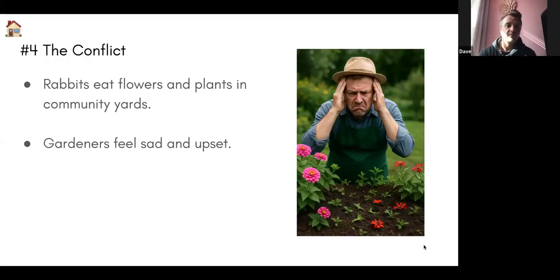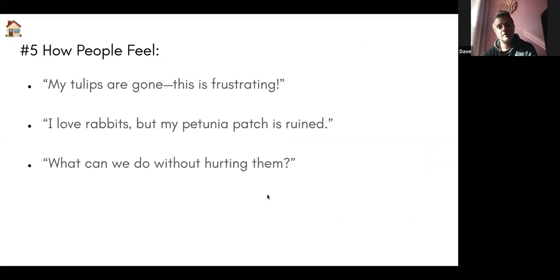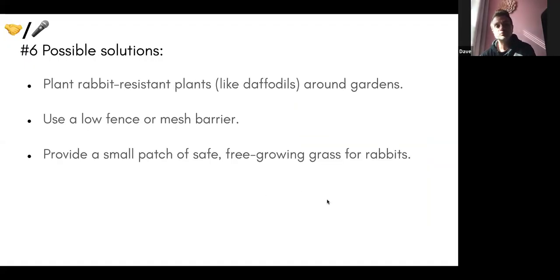So the conflict. Rabbits eat flowers and plants in community yards. Gardeners feel sad and upset. So how people feel? My tulips are gone. This is frustrating. I love rabbits, but my petunia patch is ruined. What can we do without hurting them? So we can talk about solutions. Plant rabbit-resistant plants like daffodils around gardens. So certain animals don't like certain smells or certain flowers. So if you put them out there, they'll just leave everything else alone.